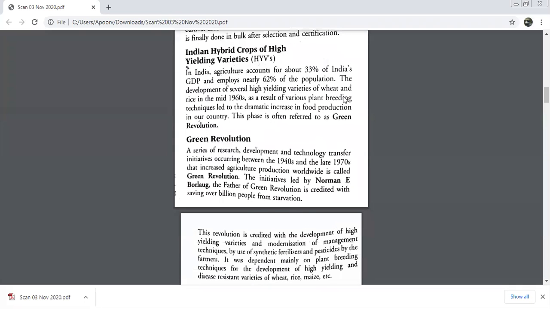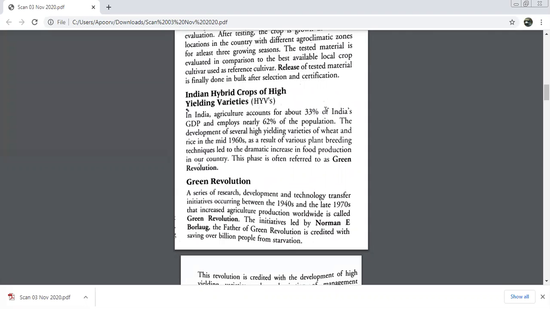Now we're going to read about HYV and Green Revolution, giving you 2 minutes to read HYV. In India, high yielding varieties. Agriculture is 33% of India's GDP. The national income, 33% comes from agriculture, and almost 62% of the population is involved in agriculture.